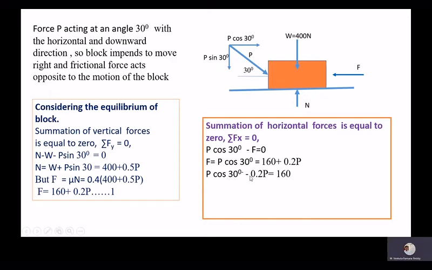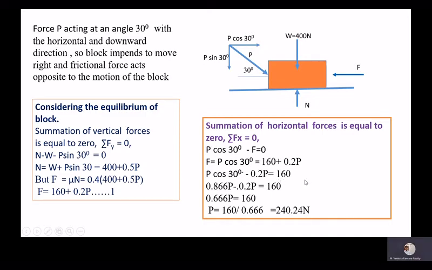Then P cos 30 minus 0.2 P is equal to 160. Then 0.866 P minus 0.2 P is equal to 160. So after simplifying this, we'll get P value as 240.24 newtons. That is, when the applied force is downward and it is making 30 degrees to the horizontal, then this value becomes 240.24 newtons.